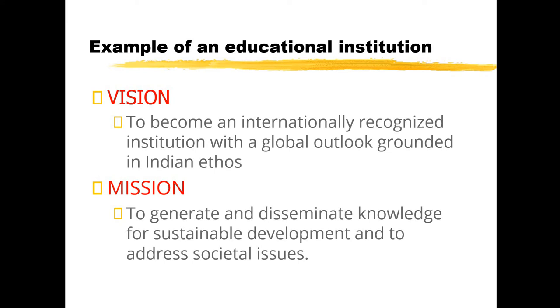So this is the vision statement of a hypothetical educational institution. And the vision says it wants to become an internationally recognized institution with a global outlook grounded in Indian ethos. And the mission says to generate and disseminate knowledge for sustainable development and to address societal issues. You can see the difference between the vision and the mission. The vision is a very wide kind of statement. It is almost dream-like, while the mission is a little more specific.